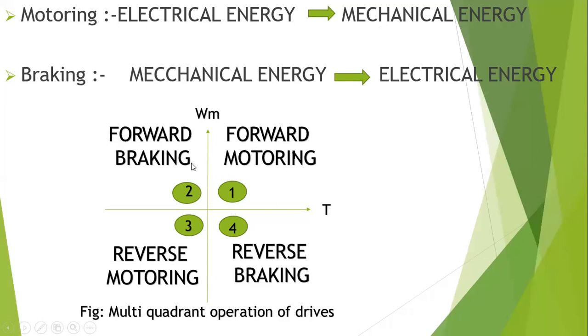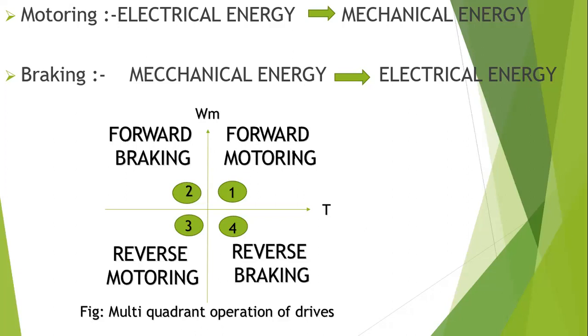Okay, coming to the second quadrant, here the power is negative. So this machine works under braking opposing the motion. So the second one is called forward braking. Okay, next the third one is called reverse motoring, and the fourth is reverse braking. These are the multi-quadrant operations of a drive.